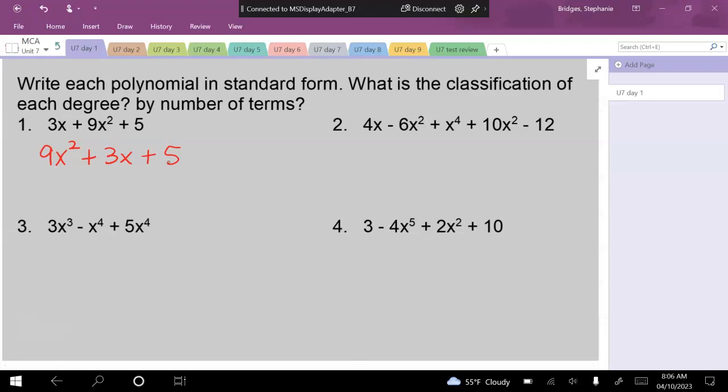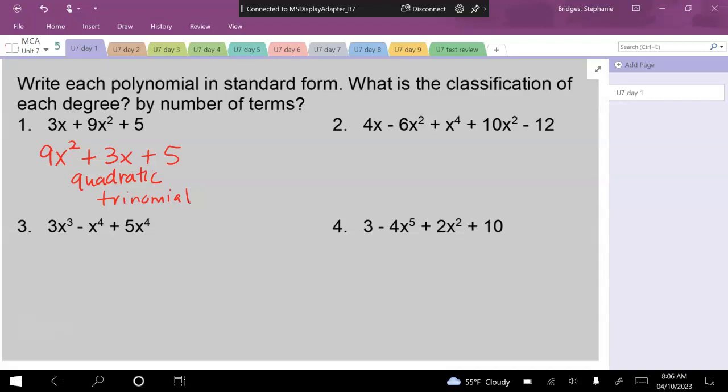If I'm classifying by degree, what would it be called? If it's a squared? Quadratic. And then if I classify it by its number of terms: monomial, binomial, trinomial, or polynomial? Trinomial, 3 terms. So that's what I'm looking for here. Try that one more time. Does that make a little bit of sense? Alrighty.